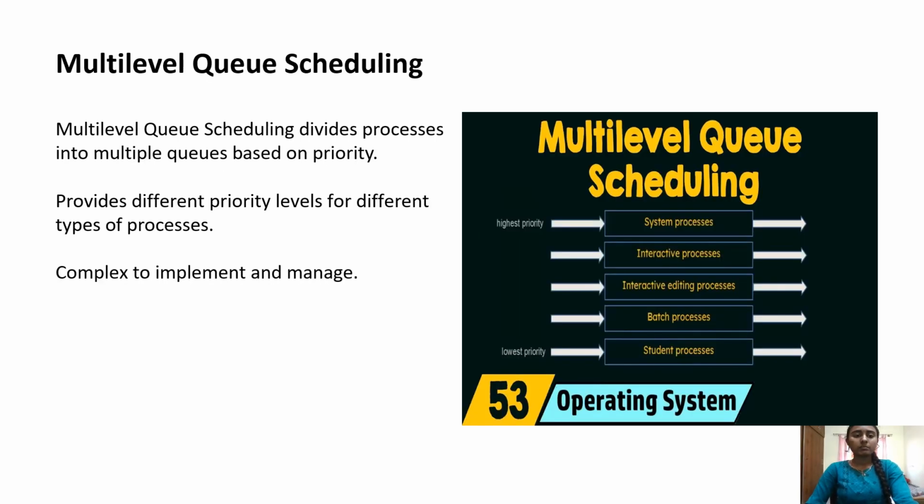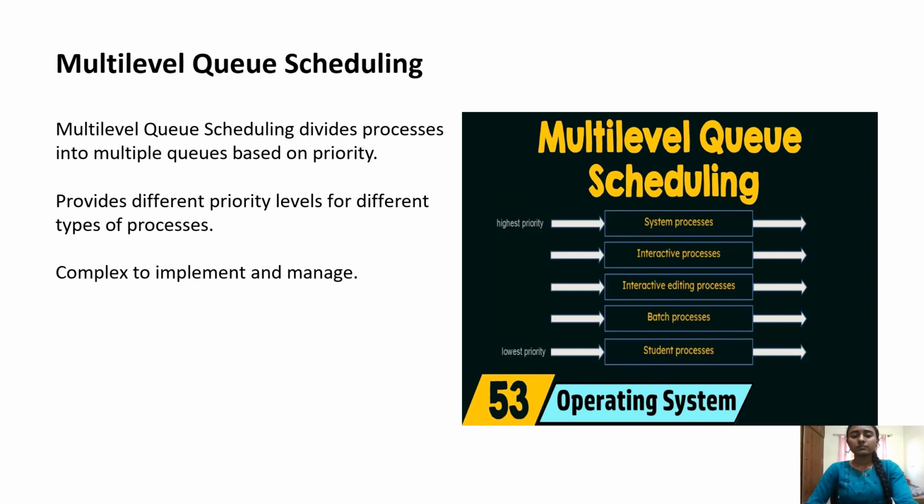Multi-level queue scheduling. Multi-level queue scheduling divides processes into multiple queues based on priority. It provides different priority levels for different types of processes. And multi-level queue scheduling is complex to implement and manage.